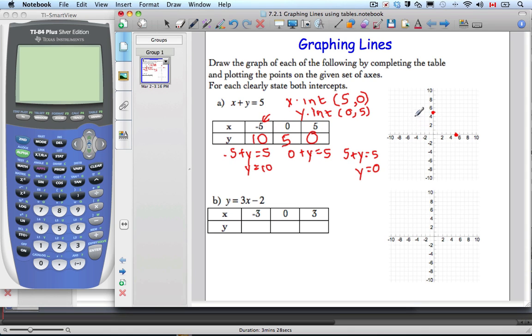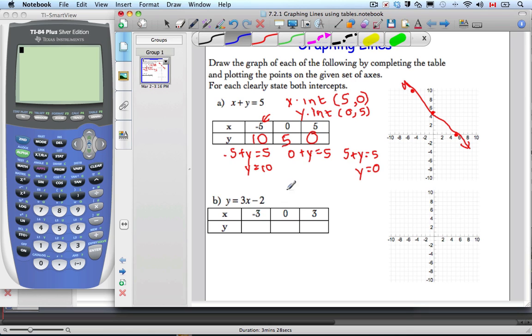Negative 5, 10, up here. Okay, connect your line, and I hope yours is a lot more straight than this one. You can use a ruler. Okay, next one.